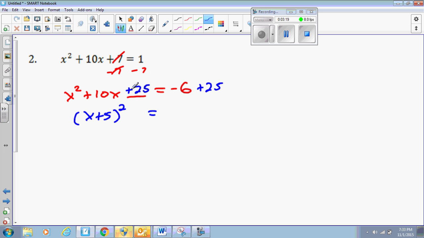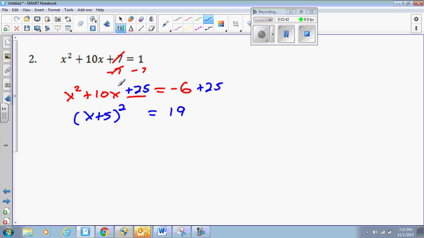If we wanted to go through the factoring method, we could say numbers that multiply to 25 and add to 10, that's 5 and 5. So x plus 5 times x plus 5 becomes x plus 5 squared. But the quick way to do it, as long as this coefficient is 1, it's just going to be half of that number. On the right side now I have 19.